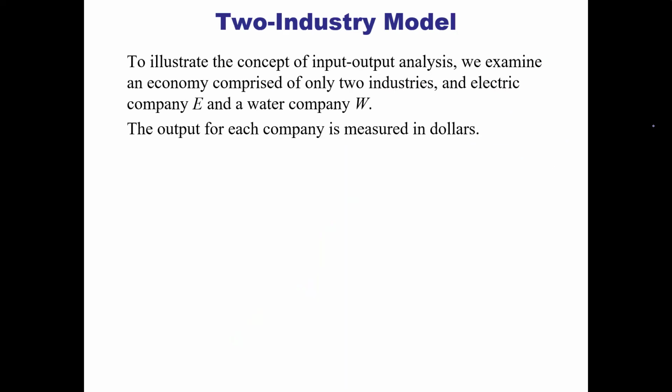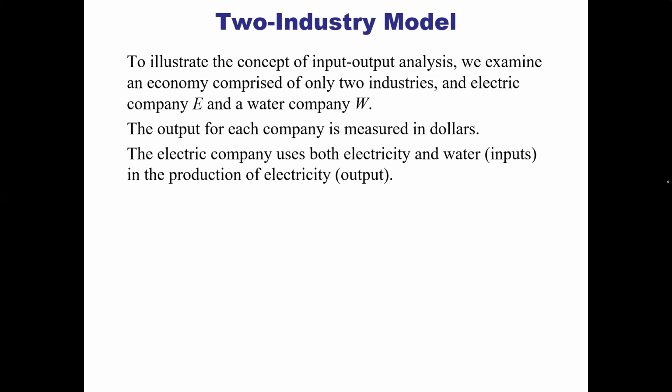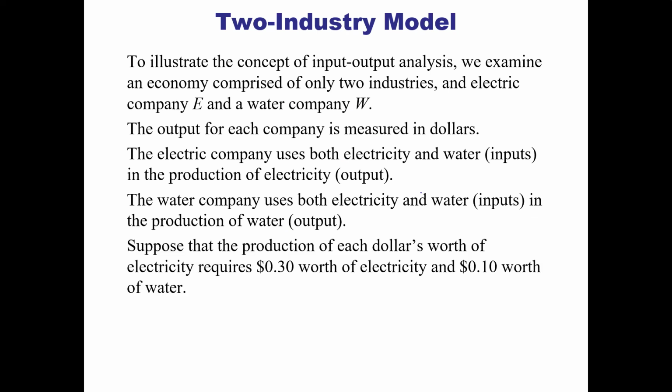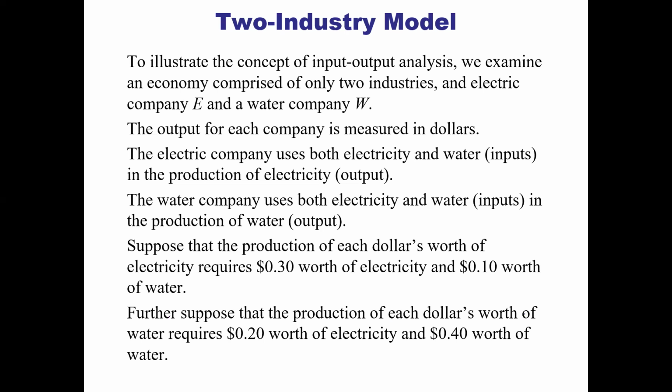Now, to illustrate the concept of this analysis, we examine an economy comprised of only two industries, an electric company and a water company. The output for each company is measured in dollars. The electric company uses both electricity and water inputs in the production of electricity, which is its output, and the water company uses both electricity and water inputs in the production of water, which is its output. Suppose the production of each dollar's worth of electricity requires 30 cents worth of electricity and 10 cents worth of water. And further, suppose the production of each dollar's worth of water requires 20 cents worth of electricity and 40 cents worth of water.